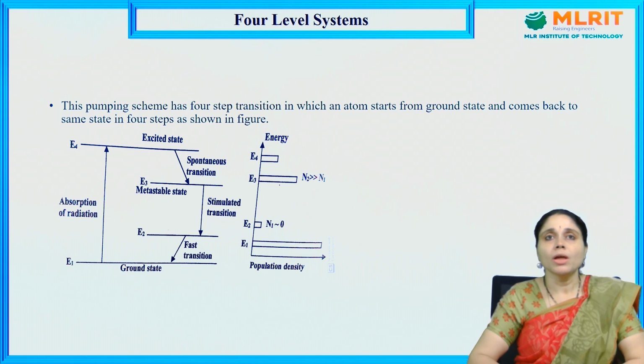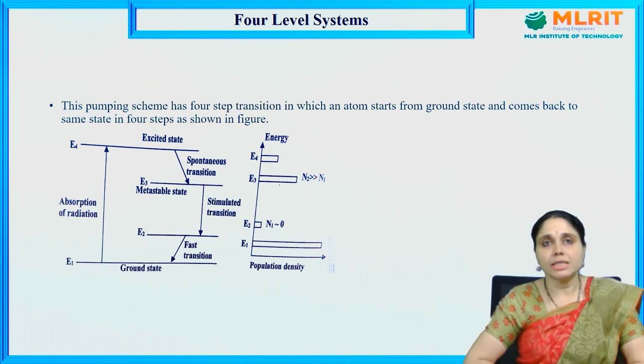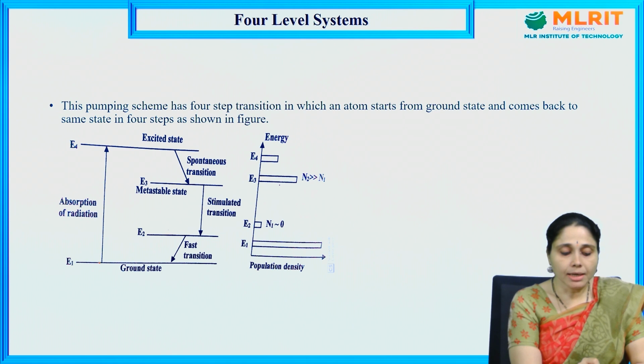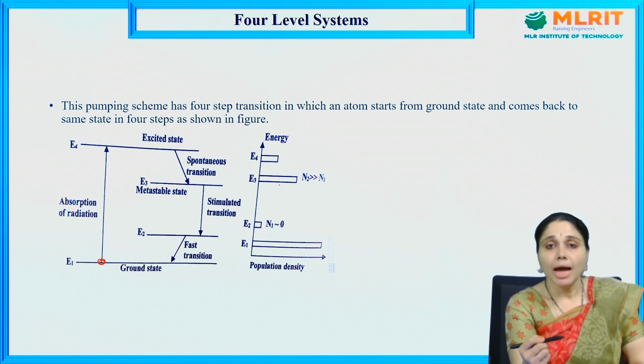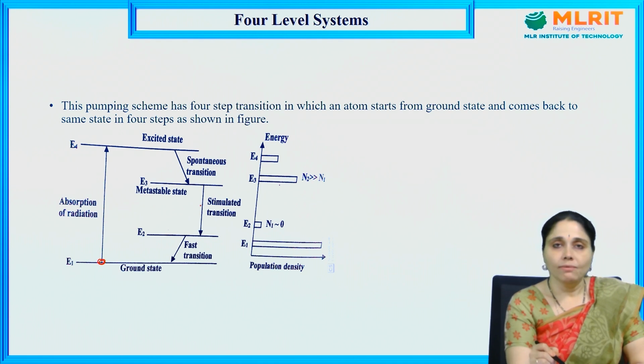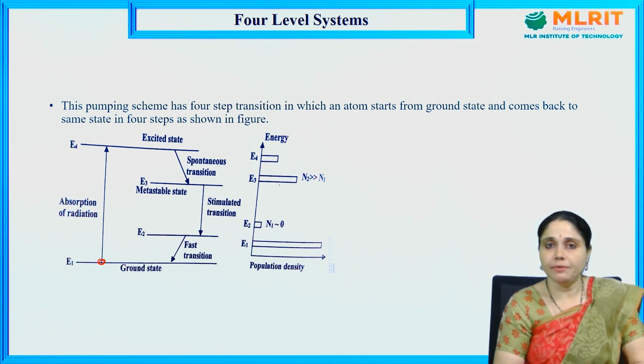Next, coming to the 4-level laser system. In this pumping scheme, there is a 4-step transition in which atoms start from the ground state and come back to the same state in 4 steps, as shown in the figure. See here, the atom is always in the ground state. Then the atom is excited directly to the 4th level, stays there for a certain time known as its lifetime, and then returns to the 3rd state. Here the 3rd state is the metastable state, where the population inversion will be achieved.